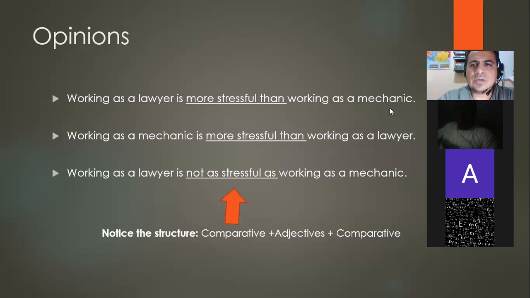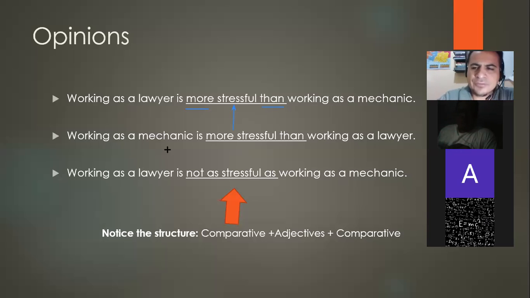Okay? So, ¿qué es lo que tengo? Tengo la estructura more than, pero en medio de esa estructura, yo tengo un adjective, un adjetivo. Para el otro que vamos a ver, el número dos, es nouns. La regla es igual, no cambia, sino que en vez de un calificativo voy a poner un noun. Working as a lawyer is more stressful than working as a mechanic.